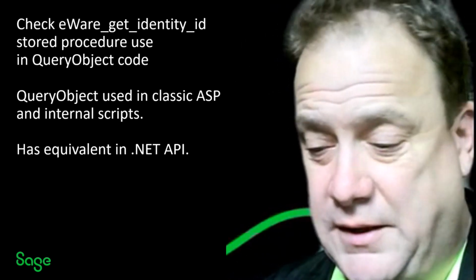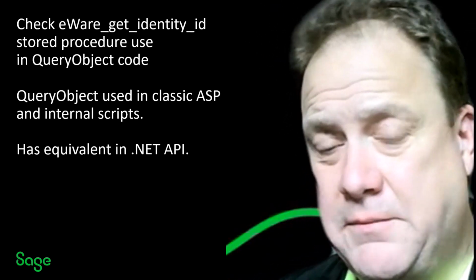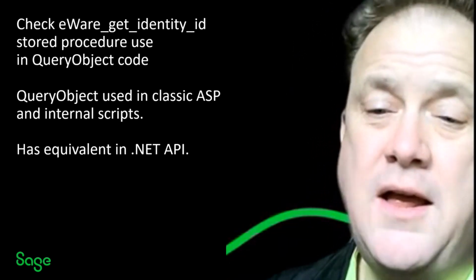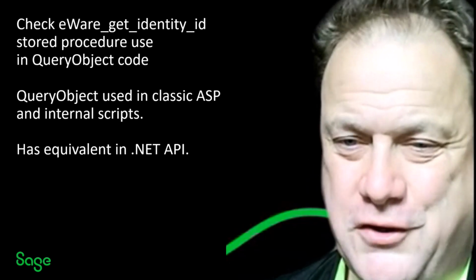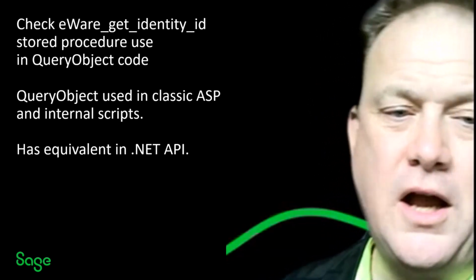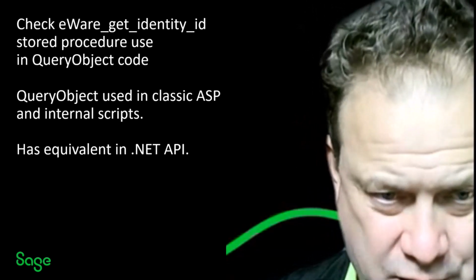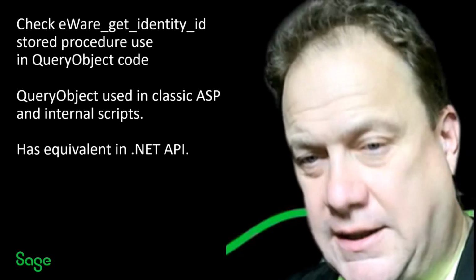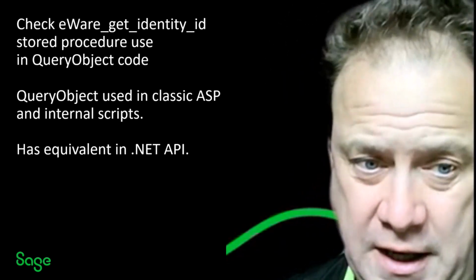It wasn't a Microsoft database. So these two databases needed to have a common mechanism for managing primary keys. And so versions before version 7 used to use the idea of a stored procedure called get identity ID to populate the values.